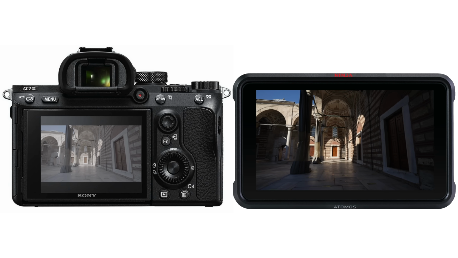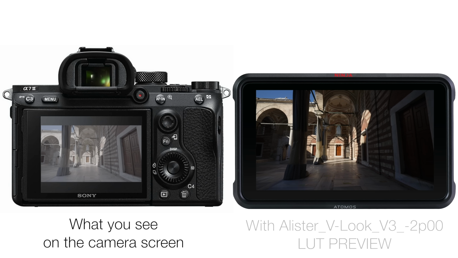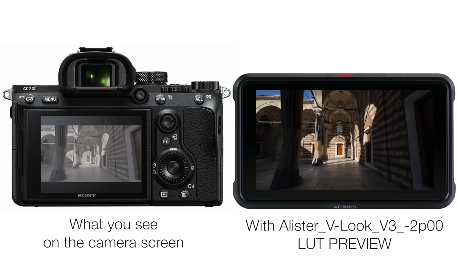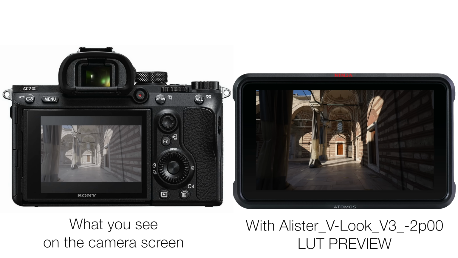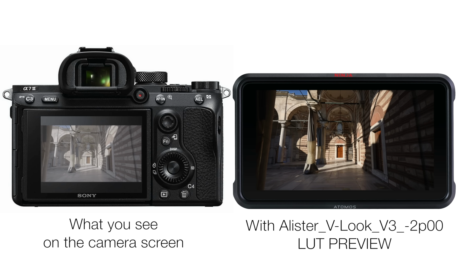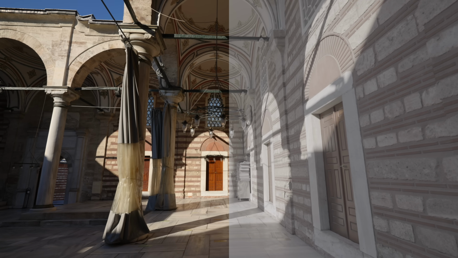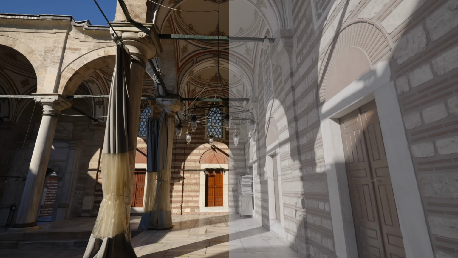The easiest way to expose correctly, or to the right, with S-Log3 is to use a LUT for -2 EV. So the LUT will be kind of tricking your eyes and you'll be exposing higher by 2 stops, and your eyes will see a normally exposed image.